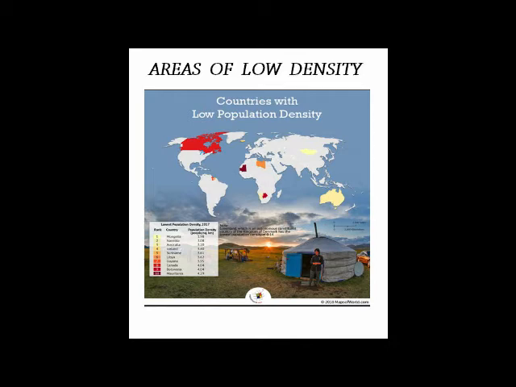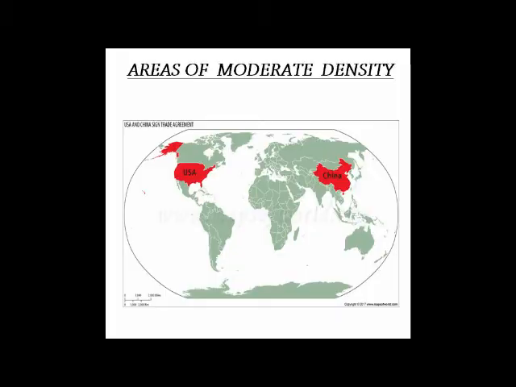And the first one is the areas of low density. Now, areas which have population density of 1 to 2% per square kilometer fall under this category. The reasons for low density are very high or very low temperatures, very heavy rainfall throughout the year, and thick forest cover. Now, the main areas are hot and cold deserts of the world, like the Sahara Desert, the Atacama Desert, Greenland, etc.